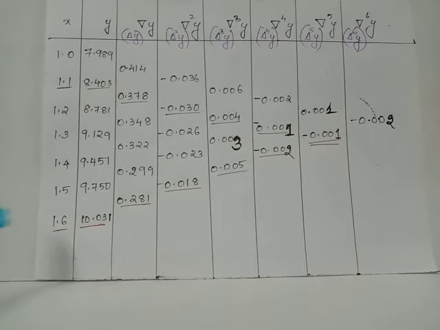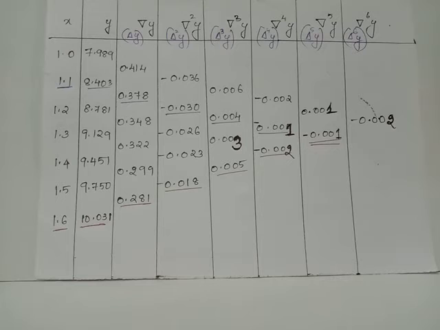Since we have selected origin as 1.6, we have f of a equals 10.031, del f of a equals 0.281, del square f of a equals negative 0.018, del cube f of a equals 0.005, del raised to 4 f of a equals negative 0.002, del raised to 5 f of a equals minus 0.001 and del raised to 6 f of a equals minus 0.002. Values appearing at the bottom of each column of differences will be used in order to evaluate derivatives of backward interpolation.